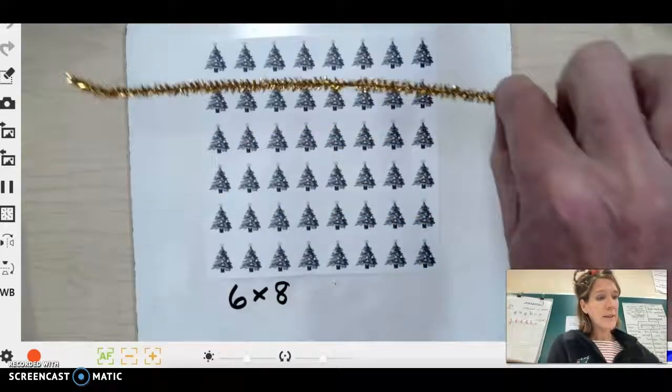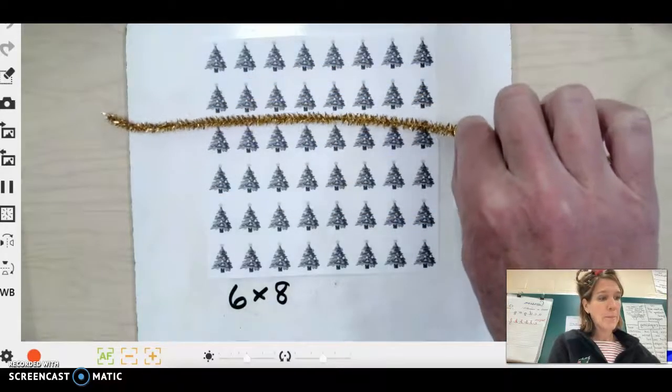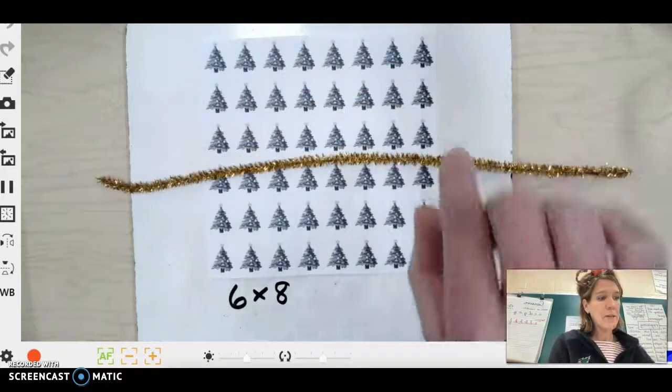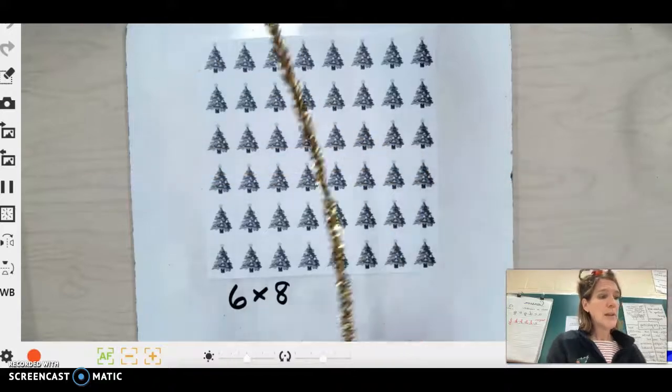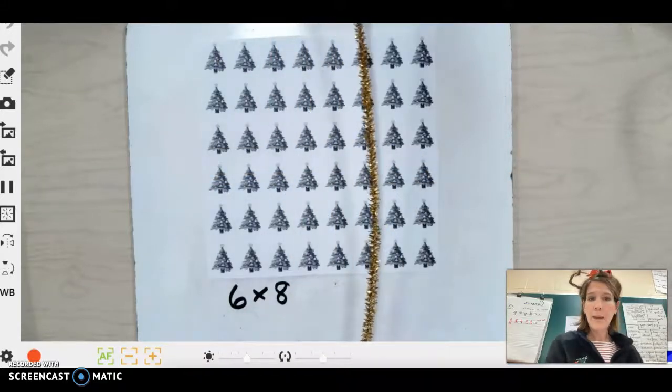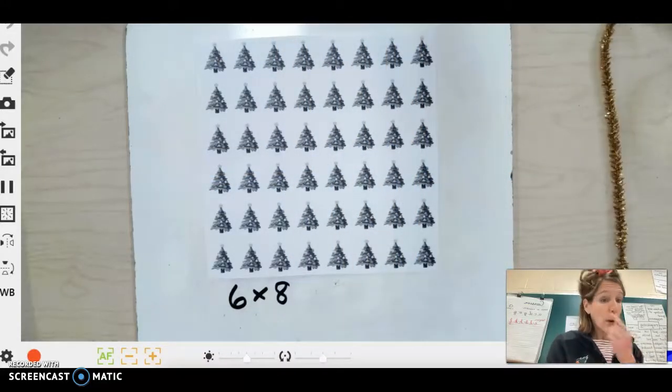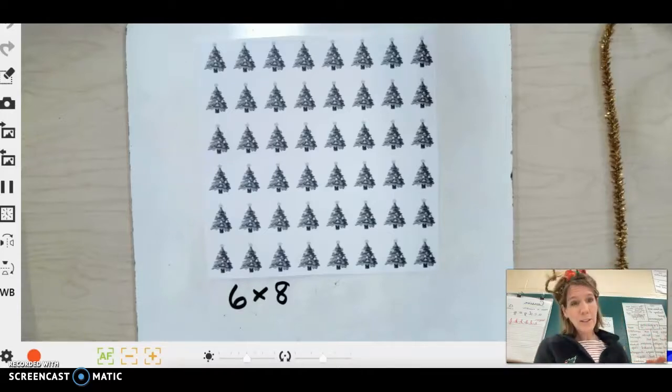When we use the distributive property, we are either going to break the 6 factor, which would mean we would cut it this way, maybe right there, or we will break the second factor, the 8 factor, which would mean we would cut it this way. It doesn't matter which one you break. Often it's easier to break the bigger factor, because those are sometimes the facts that you might not know automatically.